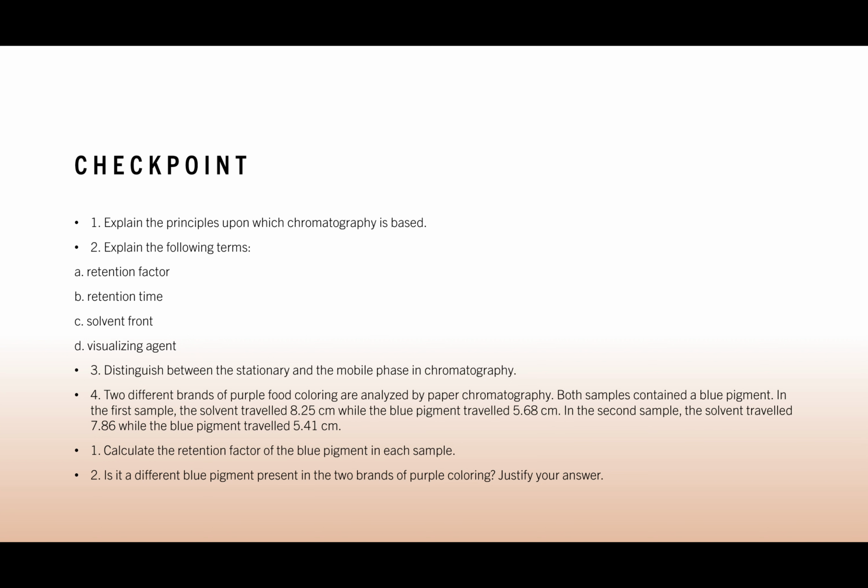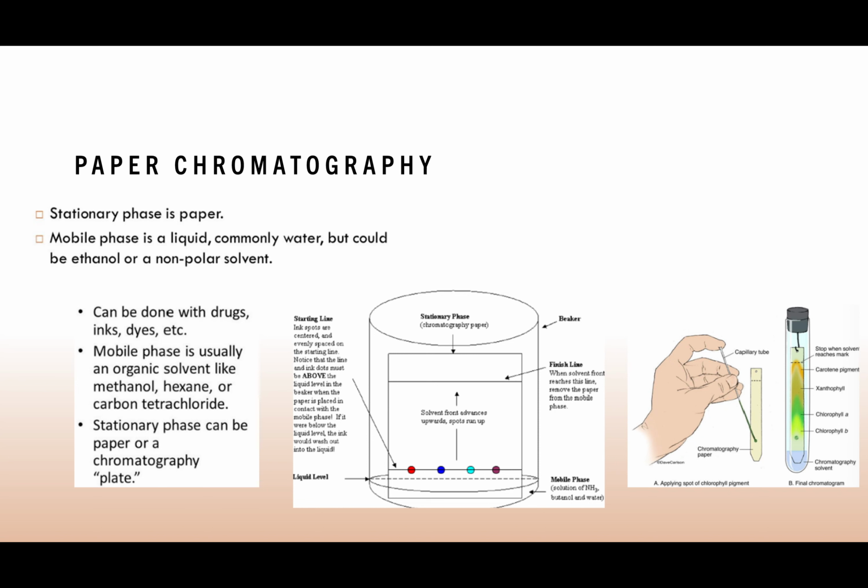Alright. So the types of chromatography, paper chromatography, we know paper chromatography. It should be fine, right? The stationary phase is just paper. The mobile phase is a liquid, commonly water, but could be ethanol or a non-polar solvent, right? And this is generally how we set it up.